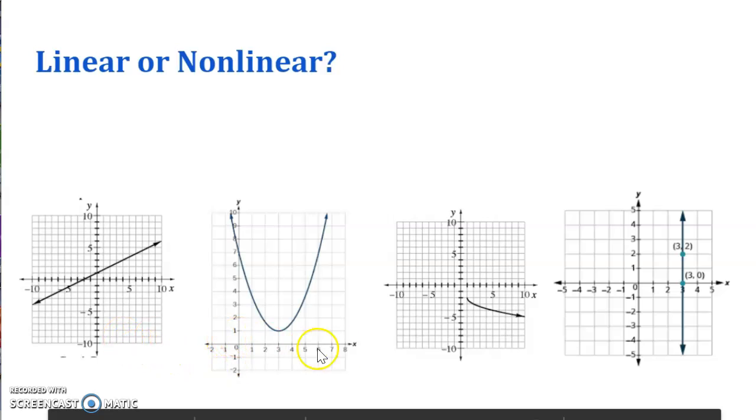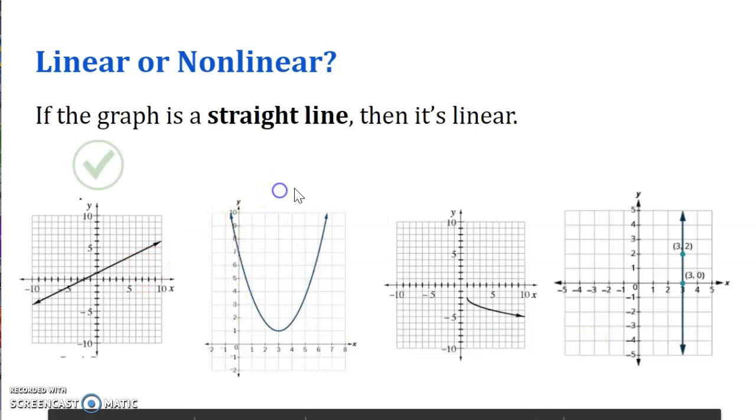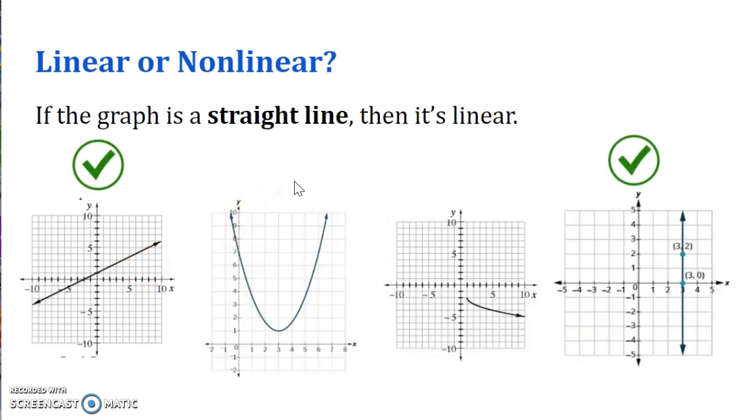So when you look at these four graphs, which are linear, which are nonlinear? Well, what does linear mean? A straight line. If a graph is a straight line, then it's linear. Notice the line right inside the word linear, L-I-N-E, and that's to say that it's a straight line. So which of these are straight lines? The first one and the last one. Which are not straight lines? The second and the third ones. So that tells you whether it's linear or nonlinear.